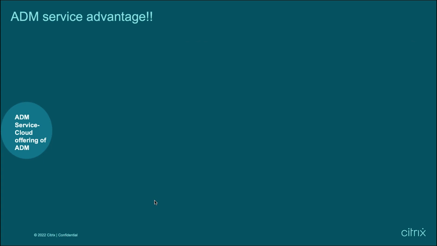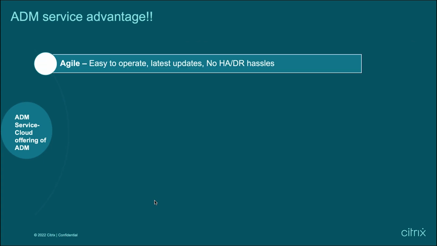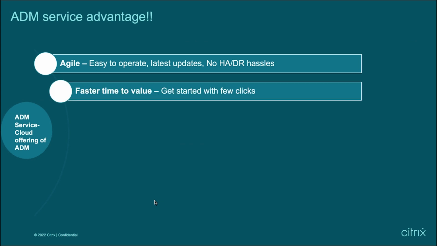So, what are the advantages of ADM service? First, it is very agile, which means, as you saw, how quickly you can onboard your ADCs in your infrastructure. So it's very easy to operate. Next, it has all the latest updates. Since it is a cloud service, all the latest updates will be pushed on time. You don't have to chase after them or plan those upgrades. There are no high availability or DR hassles, unlike on-prem setups, since it is a cloud setup, which means availability is always high.